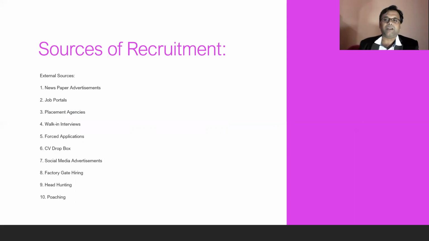Number one, newspaper advertisement. So we are giving advertisement in the newspaper that we are looking for this kind of people. This is the qualification, this is the experience that is required. If interested, please apply in this email ID, right? So that is newspaper advertisement.